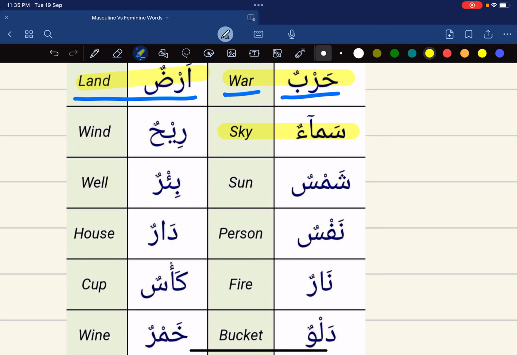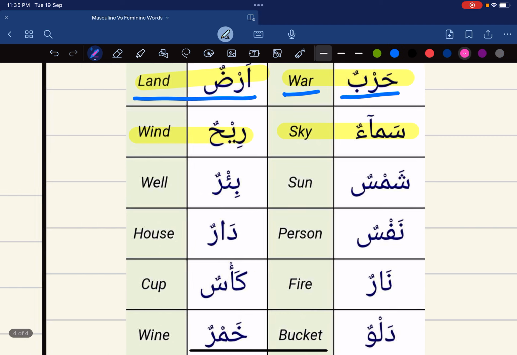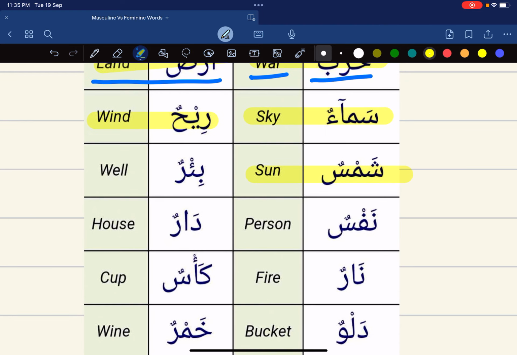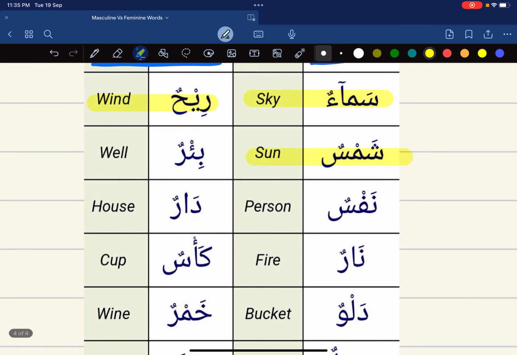Sama means sky. وَخَلَقَ السَّمَاوَاتِ, and He created the sky, right? Rih means wind. Allah says in the Quran, إِنَّا أَرْسَلْنَا عَلَيْهِمْ رِيحًا صَرْصَرًا فِي يَوْمٍ نَحْسٍ مُّسْتَمِرٍ. So rih means wind. Allah sent a very powerful, dangerous wind to the people of Ad, and it's in the Quran in many places. Shams, sun.